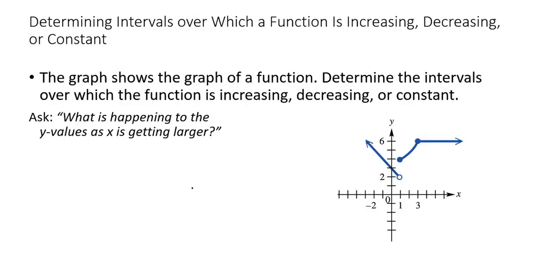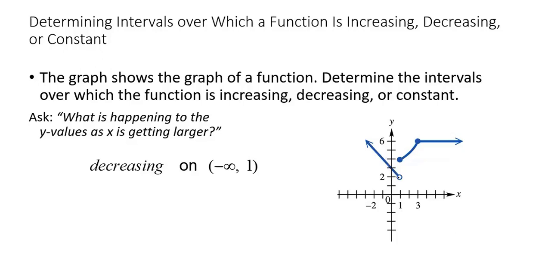So take a look at this graph here. We want to ask ourselves, what is happening to the y value as x is getting larger? If you go from left to right, you see the function from negative infinity to 0.1, the function is going down. All the way from negative infinity to right at 0.1. At 0.1 is a discontinuity, so the function is decreasing from negative infinity to 0.1.